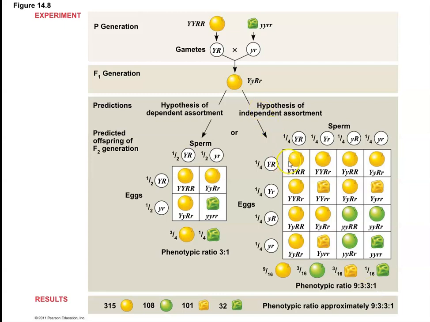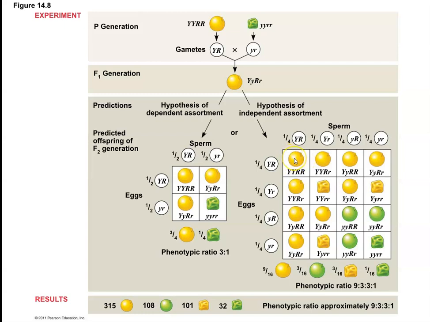The genotypic ratio, unfortunately, is very complex. 1 to 2 to 2 to 1 to 4 to 2, 2 to 2 to 1 to 1. So there's 1 of this genotype, 1 of this genotype, 1 of this genotype, 1 of this genotype, 2 of this one, 2 of this one, 2 of this one, and 2 of this one. So there's not a simple ratio genotypically, but phenotypically it's still a 3 to 1 yellow to green, 3 to 1 round to wrinkled, and a 9 to 3 to 3 to 1 for the combination.